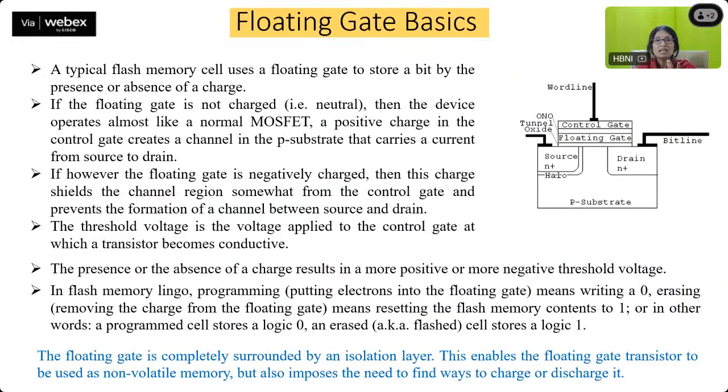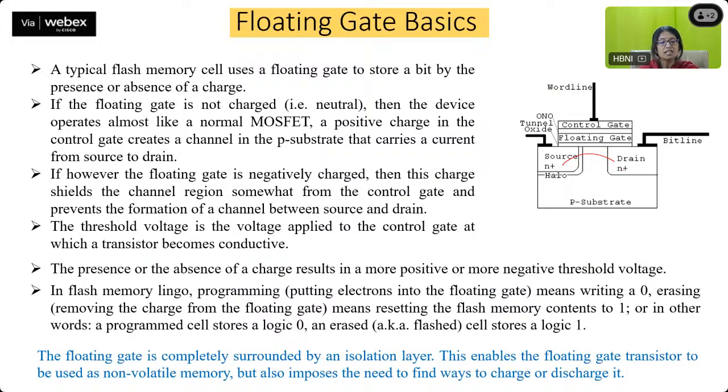So we said floating gate basics. What is a floating gate? A typical flash memory cell uses a floating gate to store a bit by the presence or absence of charge. If the floating gate is not charged, that is neutral, then the device operates like a normal MOSFET. A positive charge on the control gate creates a channel in the P substrate that carries a current from the source to the drain. As you can see over here, it carries a current from the source to the drain.